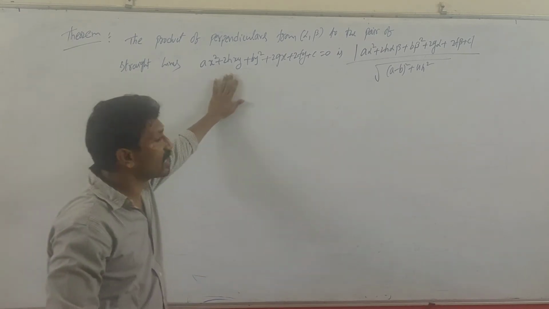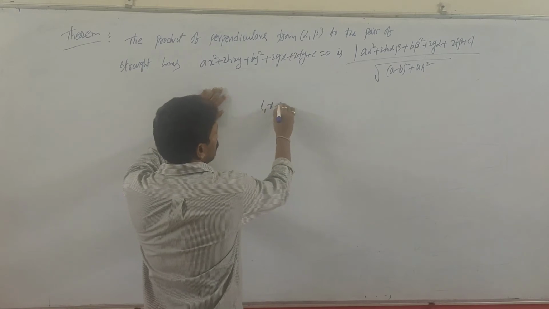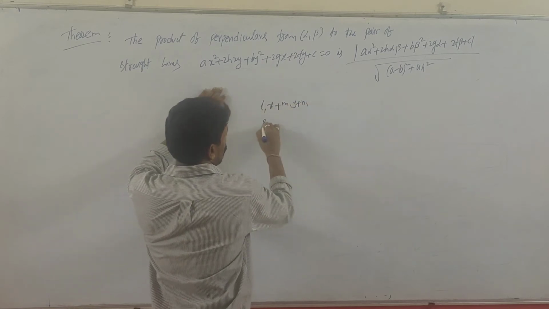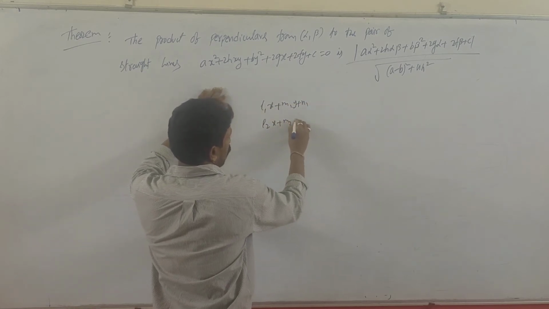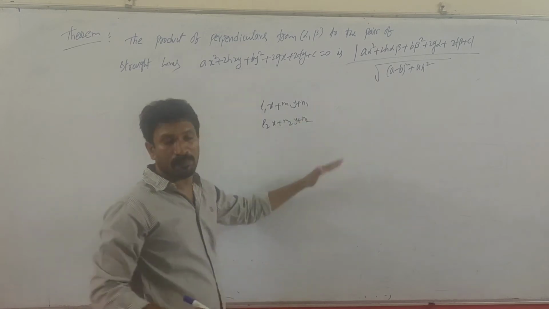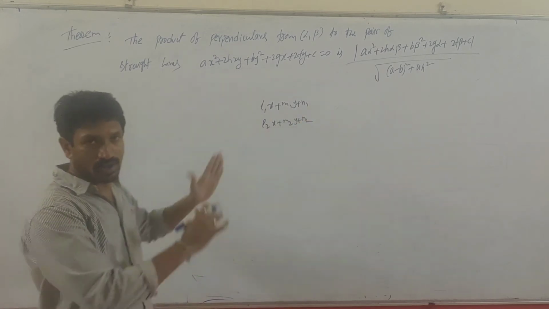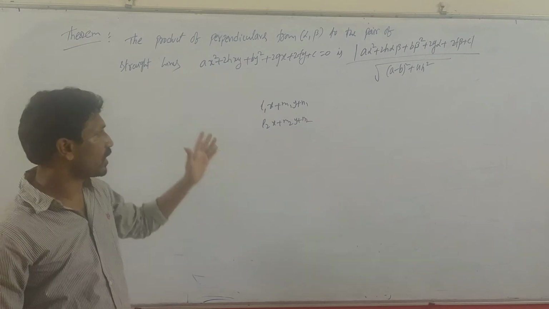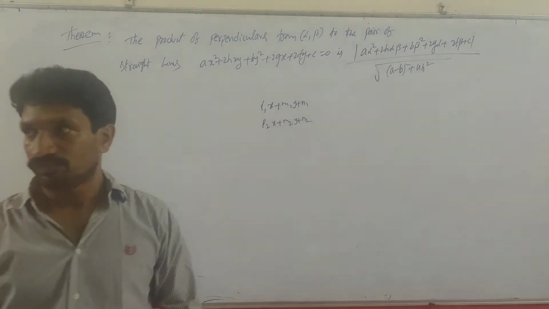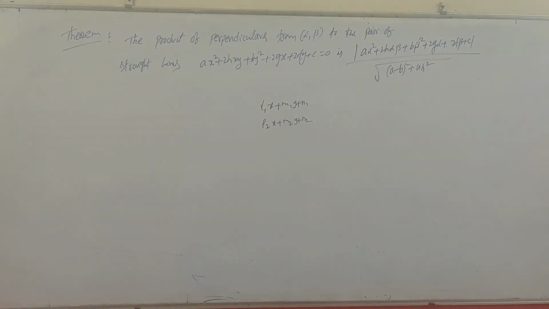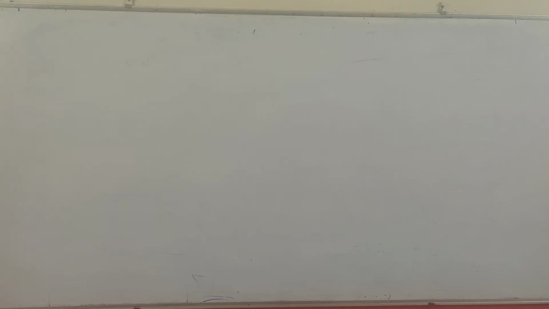You take the pair of straight lines as L1x plus M1y plus N1, and L2x plus M2y plus N2, and apply the perpendicular formula. Okay, and multiply them. You simplify, you get the answer. Okay. Next theorem.